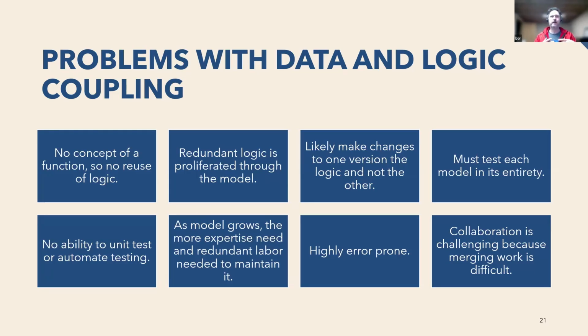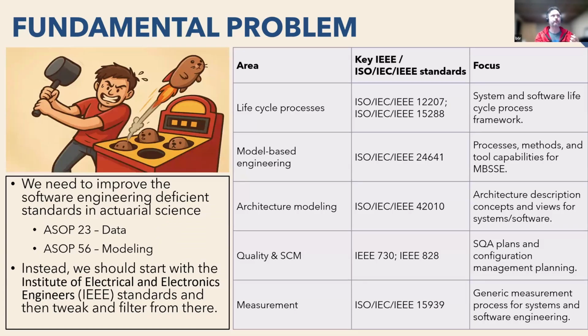Furthermore, it becomes hard to collaborate because you have to know where all those are at. You have to know where all that redundancy is at. You have to know to go change those things, which makes the comprehension of the model much harder.